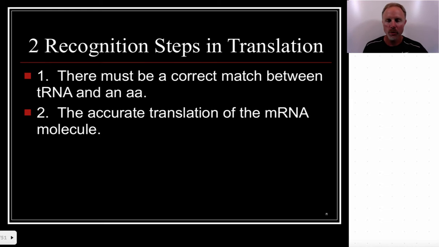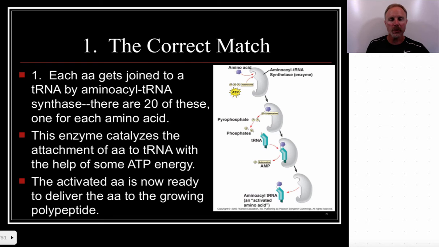And the two important steps really in the recognition of this translation is that there has to be a correct match between the transfer RNA molecule and the amino acid, and then there has to be accurate translation at the messenger RNA molecule. Okay, so with the correct match, the first part here, we're going to use a little bit of this ATP energy. And what we're going to do is join up an amino acid to the transfer RNA molecule with the help of this aminoacyl tRNA synthetase molecule. Okay, and there's 20 of these, one for each amino acid, and the enzyme is going to catalyze the formation of that with the help of a little bit of energy.